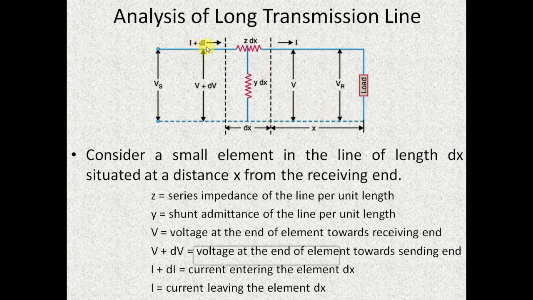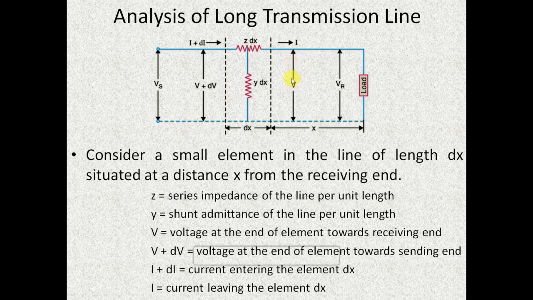Similarly, the current I plus dI is said to be the current at the end of element towards the sending end, or it can also be said to be the current which is entering into this element, and this current I can be said to be the current which is leaving this element. In order to write the relation for dV, we will consider this shunt element to be placed here. So when this shunt element is placed here, the current dI will be flowing through this shunt element, and the current which will be flowing through this series impedance branch will be just I.